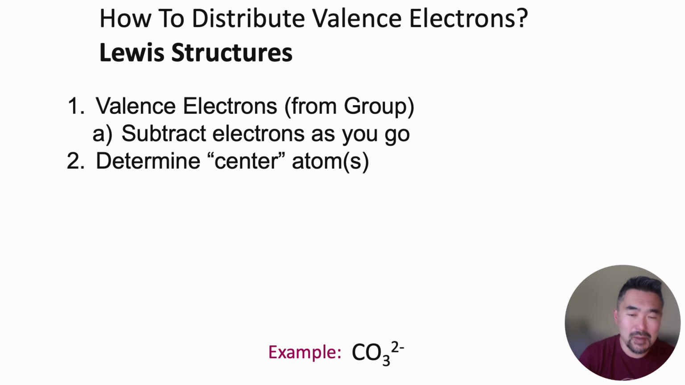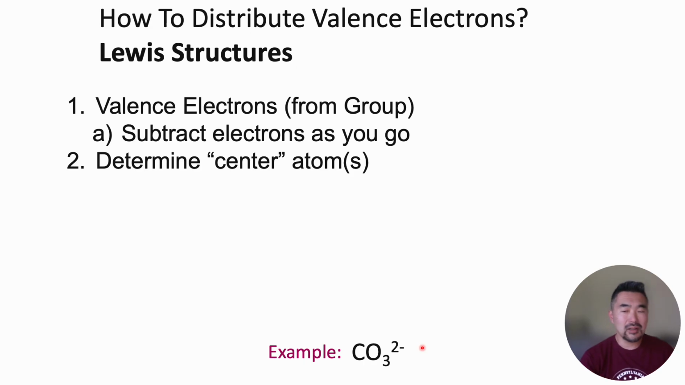And keep in mind the charge attached to the formula, right? Like if we're talking about this carbonate ion, CO3 2-, you add up the number of electrons for carbon and 3 oxygens, and you have to add 2 electrons because there's 2 negative charges there, right? Because that means you have 2 extra electrons, because the electrons are negatively charged.